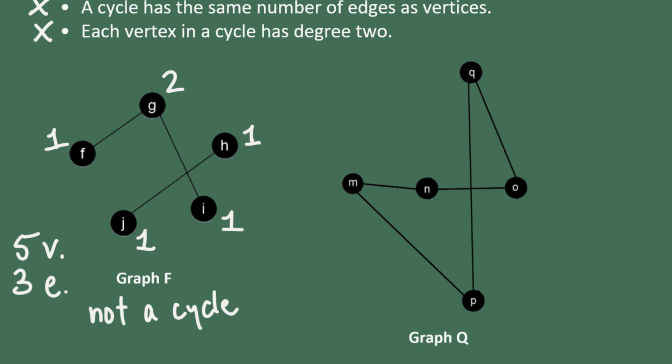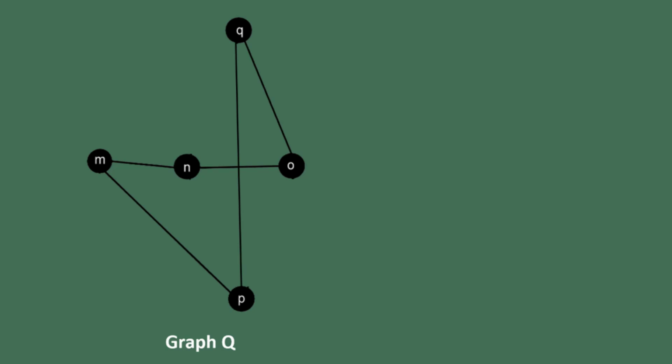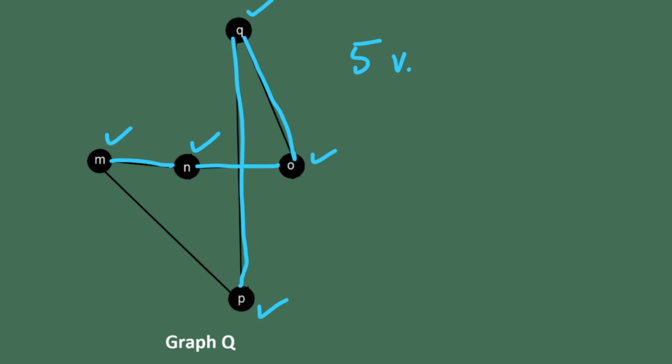Now let's look at graph Q. First, let's check to see if it satisfies the characteristic of having the same number of edges as vertices. We have 1, 2, 3, 4, 5 vertices, and we have 1, 2, 3, 4, 5 edges. So we satisfied the first characteristic.